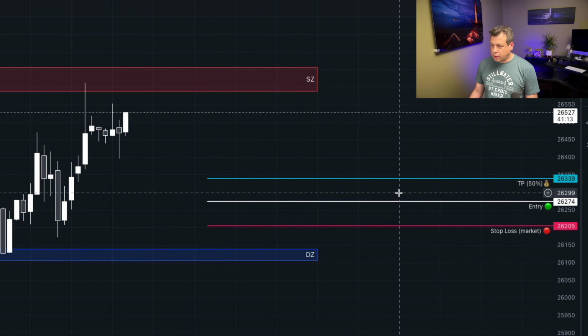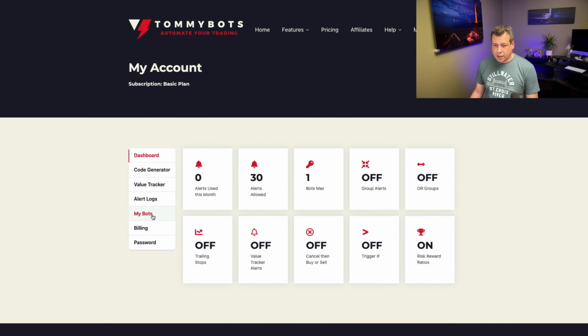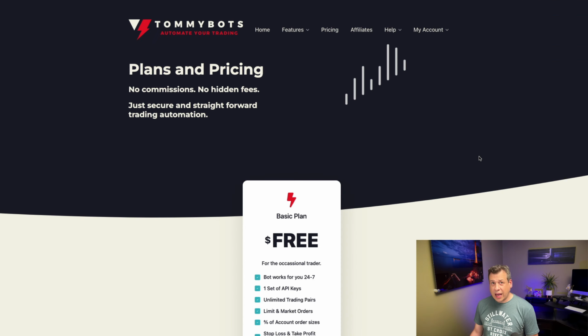And then what we want to do is go over to TOMMYBOTS, which is 100% free, by the way, if you are only using lines to trade on the chart. If you're not using any of the advanced features, you don't have to use a paid account. So I have a bot already set up. Now, if you don't have a TOMMYBOTS account, it just takes a few seconds to sign up.